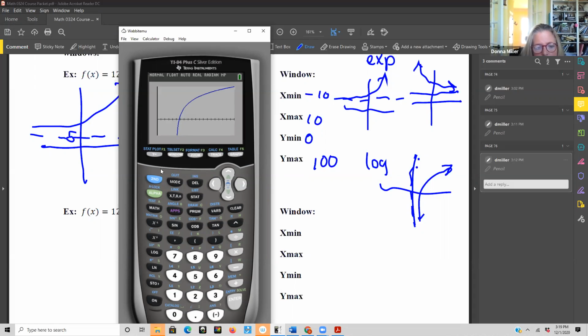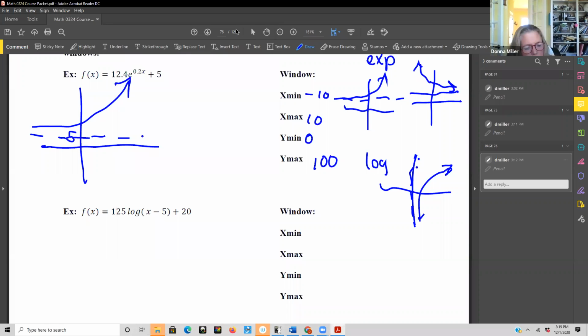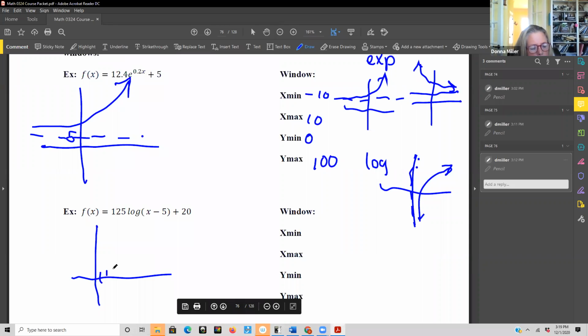cross. If you go to the table, actually, let me change my table here. Start at 0. Now if I go to the table, any number 5 or less is an error. So that's where your vertical asymptote is, at 5. Nothing crosses this thing. So this graph, I'm just drawing a sketch. And there's my asymptote at 5. And it looks something like this.